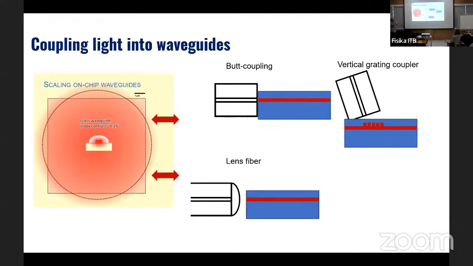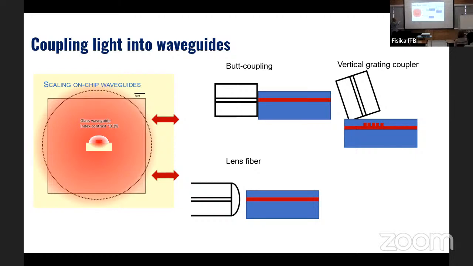Okay, so what is the problem? The problem is that an optical fiber has a super big mode, because the diameter of the core of a standard single-mode optical fiber is 9 or 10 micron. A silicon waveguide, on the other hand, has really high index contrast. And this is a one-to-one comparison between the mode of an optical fiber and, here in the center, the mode of a silicon waveguide. So you see the problem.